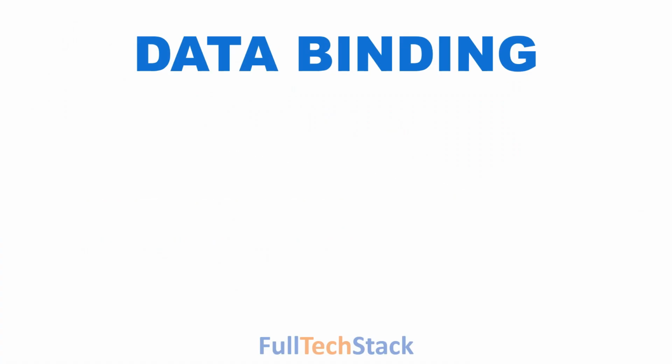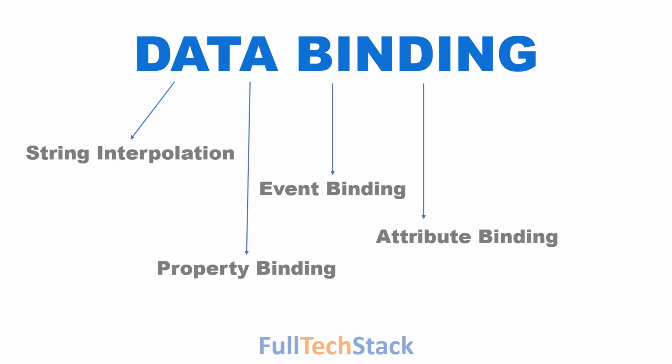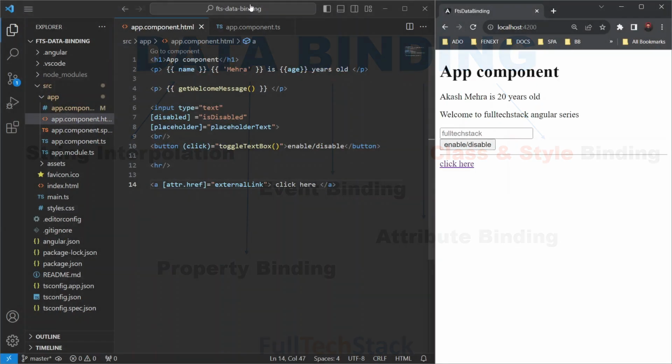Till now, we have learned how to show dynamic text using string interpolation and how to set dynamic properties, events, and attributes to an HTML element. But in Angular, it is also possible to set the styles and classes of an HTML element. So, let us uncover class and style binding in this part.